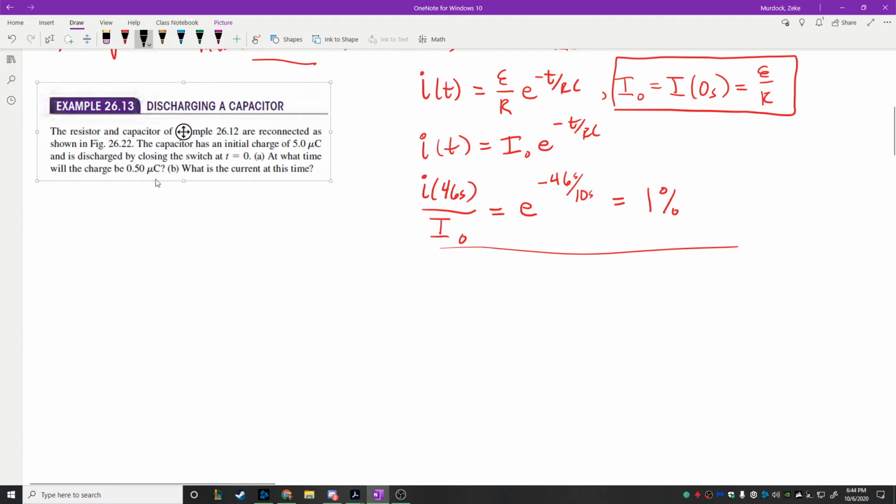So this is discharging a capacitor. The difference here is that there's no battery. There's no battery in this case. All you have is just a capacitor. It's the same capacitor and resistor from the previous problem. The difference being that the capacitor starts off charged. So you start off with an initial charge, Q of 0, equal to 5 microcoulombs.